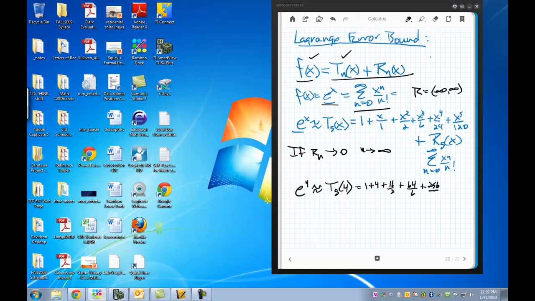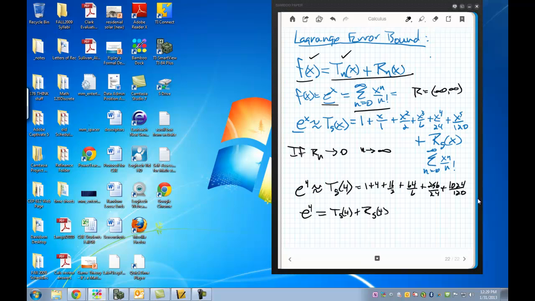Good gracious. Where are we? 24s plus 1,024 1/20ths. And then I could add this up. But the question that I want to know is, I know that e to the 4th is going to be exactly equal to this guy plus the error, the remainder. That's why they use an R, right? R sub 5 of 4.